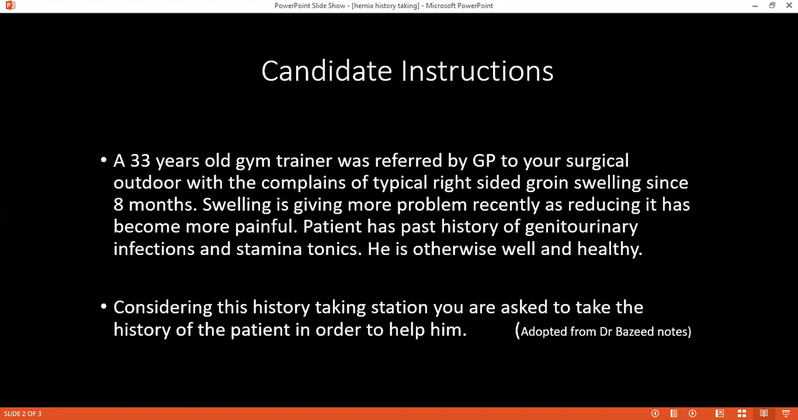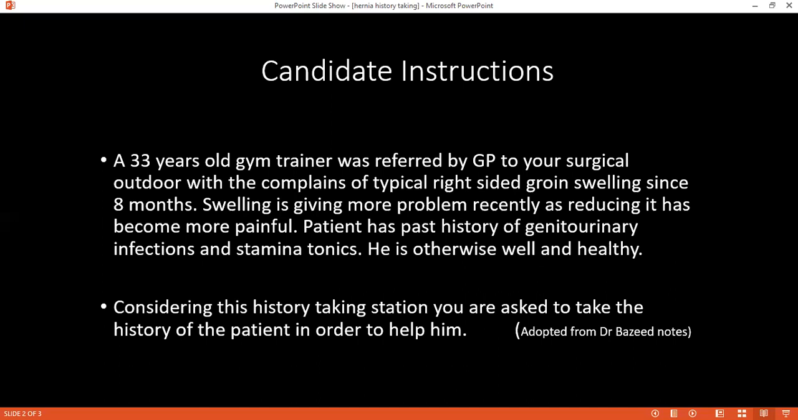Yes. I will need to work up the patient in view of abdominal pain. I will need to examine the patient, I will need to examine the inguinal scrotal swelling. I need to do an abdominal examination and order some lab investigations along with some radiology. Right. And then what management options can you offer to the patient?